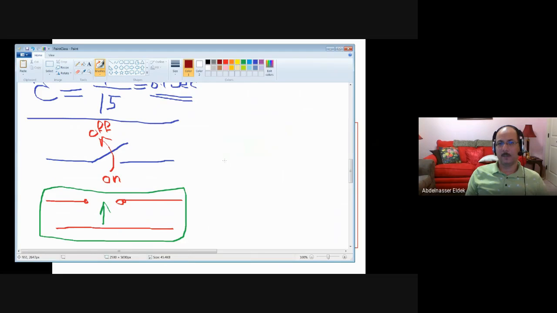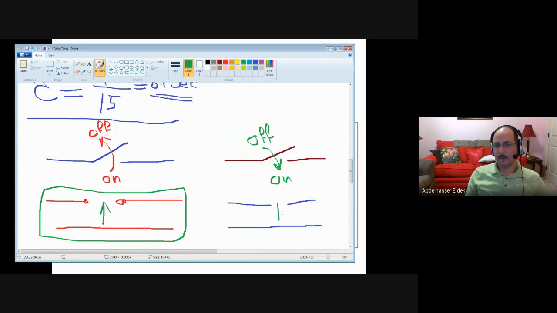So let's do it a different way. Here it is. Same switch, but a different arrow, the arrow in the other direction. If it is like this, it means that it was off. It's not connected, and then after that will be connected. It will be on. So this means that it was off first, and then after that on. First it is disconnected, and after that it is connected.